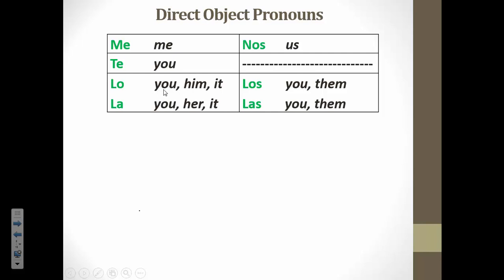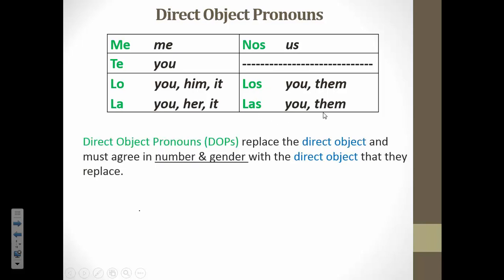And this would be a formal you. Okay? La can also mean you, her, or it. Nos means us. Los can mean you or them. And las can mean you or them.